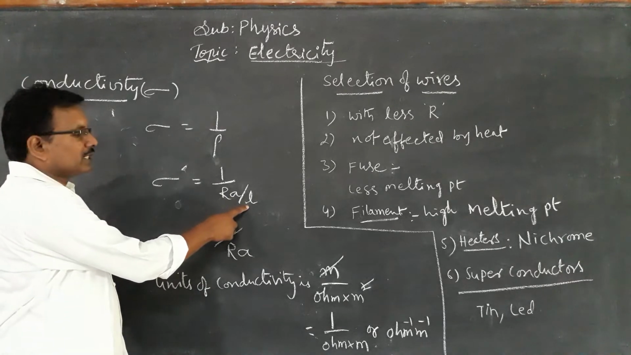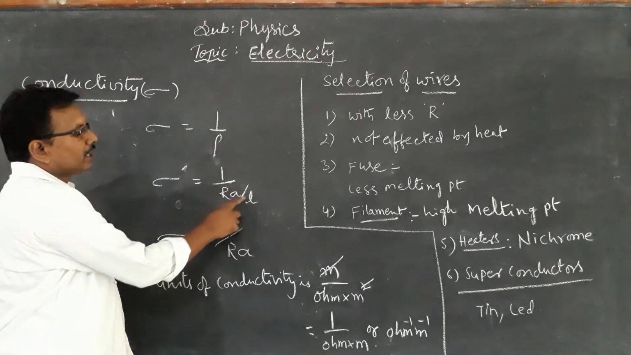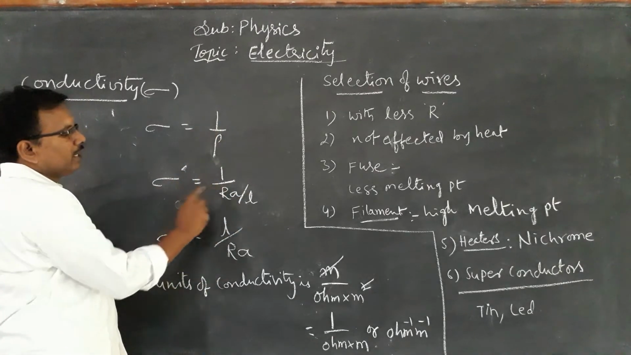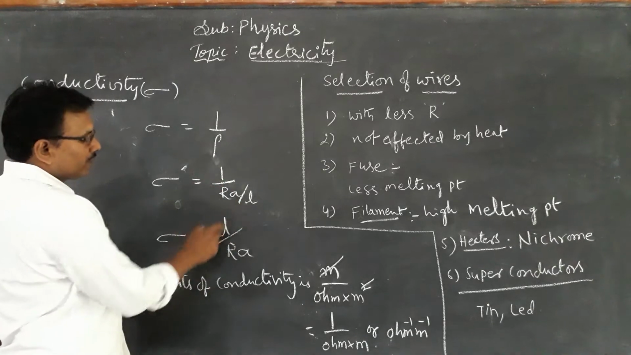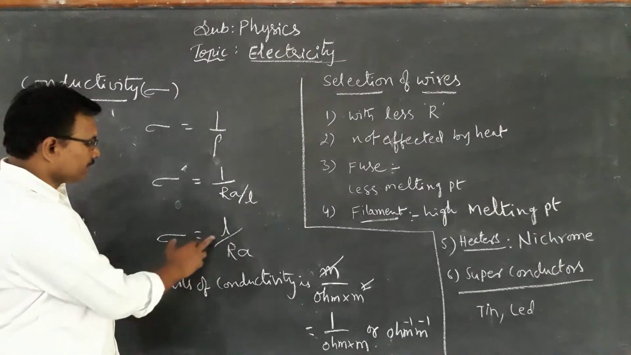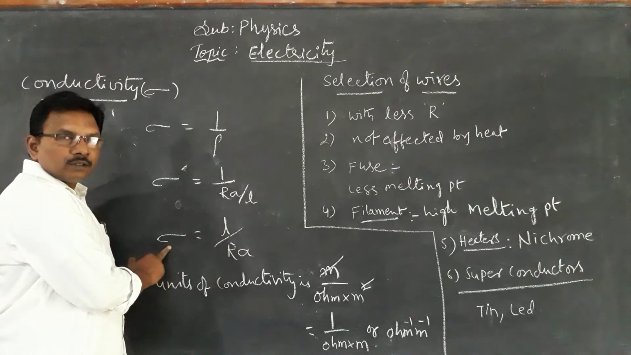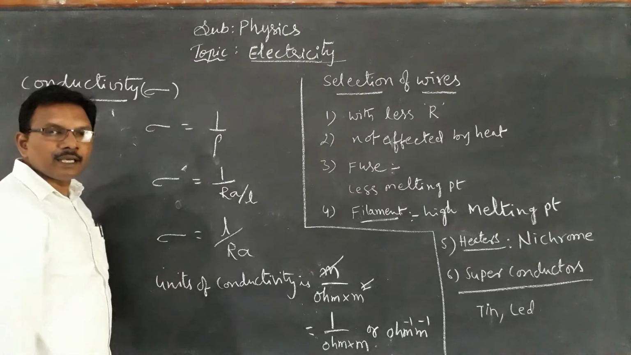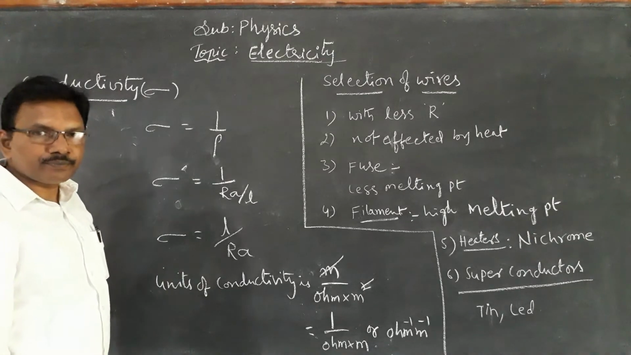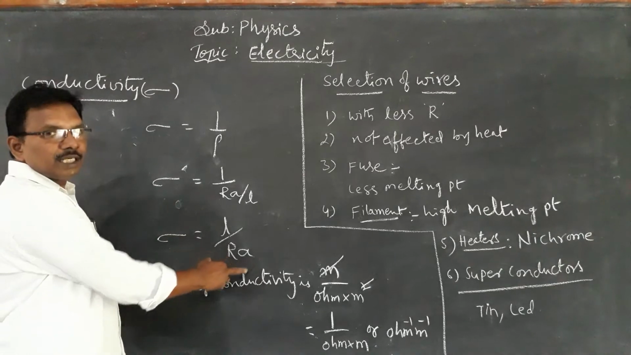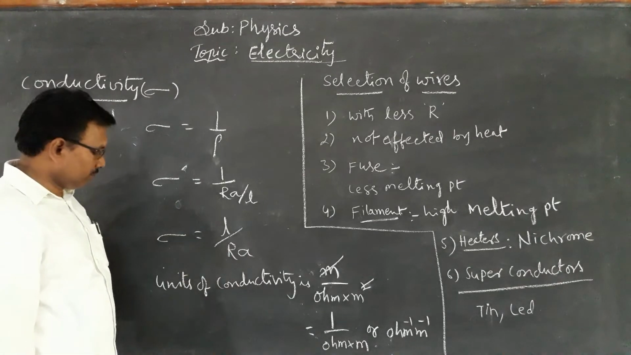In the previous class we discussed resistivity, RA by L. Now 1 by RA by L. If you simplify this, you get L by RA. That gives conductivity. The formula of conductivity is L by RA, that is, the length of the wire divided by resistance into its area of cross section.